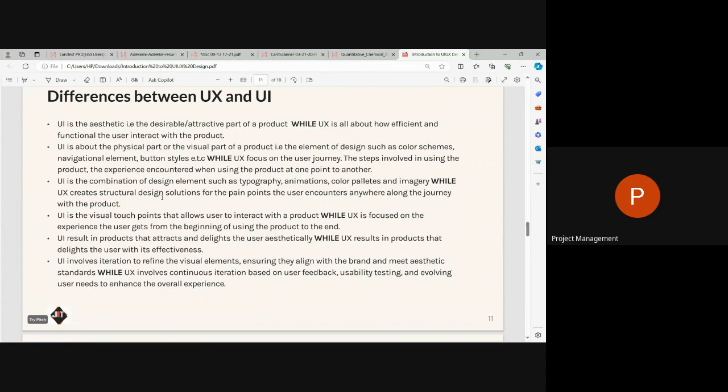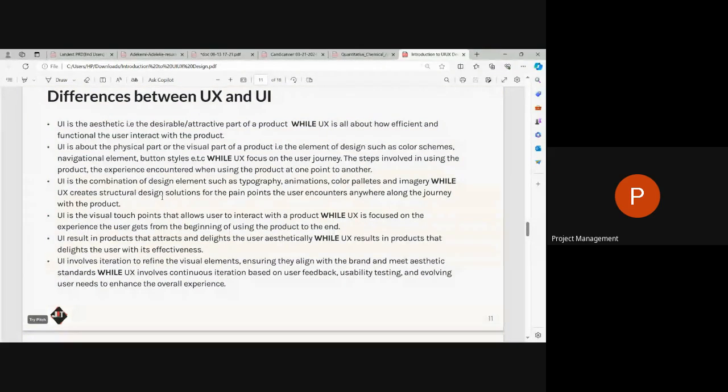So for UI design, the first one is that UI is the aesthetic part. Like I said earlier, it is the attractive part of a product, while UX is how functional a product is, how functional and efficient the user's interaction with the product is.